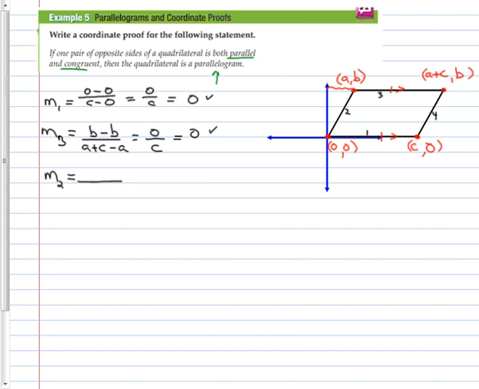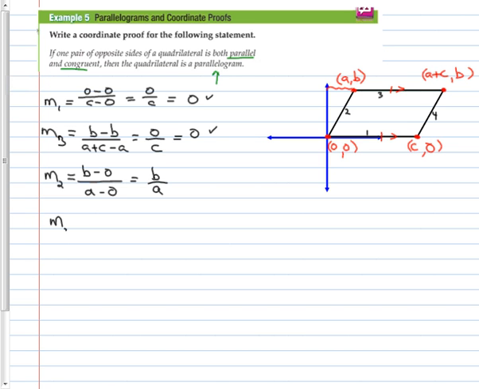So I have B minus 0 over A minus 0. I'm taking y sub 2 minus y sub 1, x sub 2 minus x sub 1. B minus 0 is B. A minus 0 is A. There's the slope for line 2.